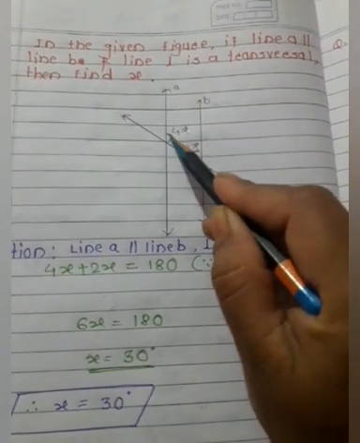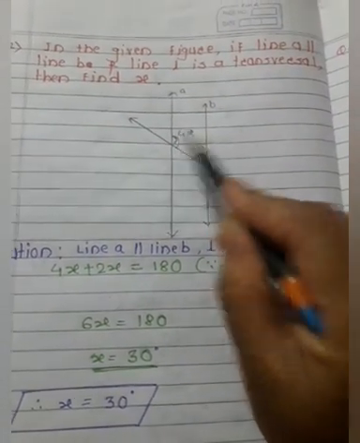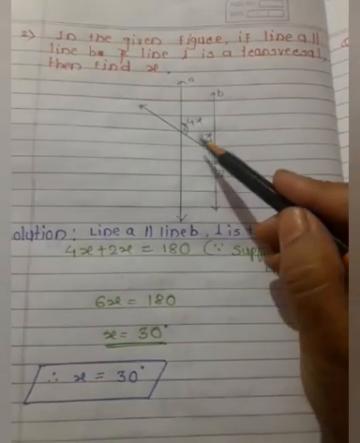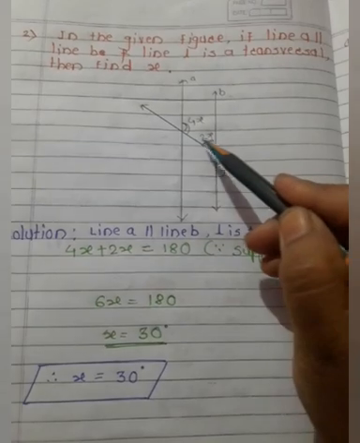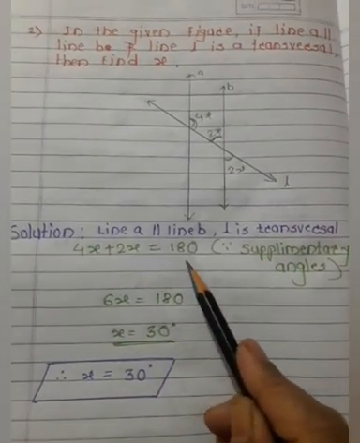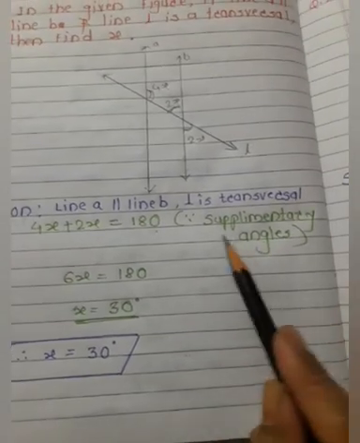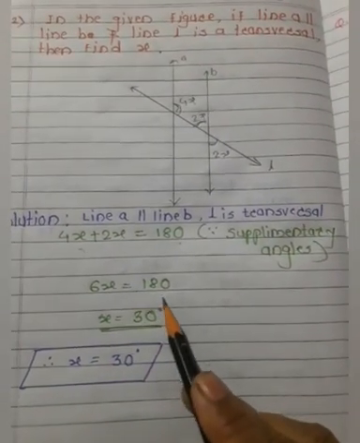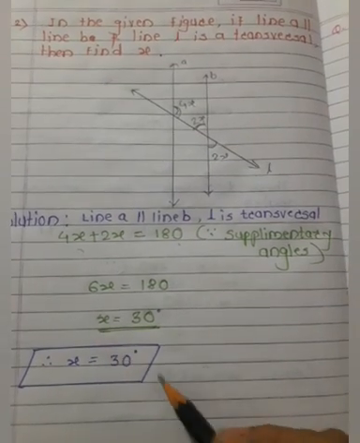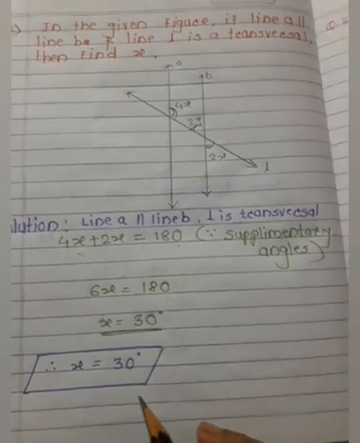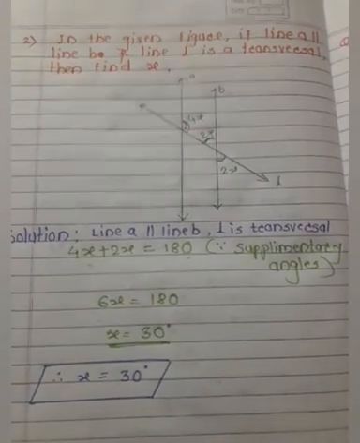Now these angles are the interior angles and which property have we seen? Correct. Interior angles are supplementary. That's why 4x plus 2x is equal to 180, because we have written here supplementary angles. 4 plus 2, 6x is equal to 180. That's why x is equal to 180 divided by 6. We got 30 degrees. Okay.